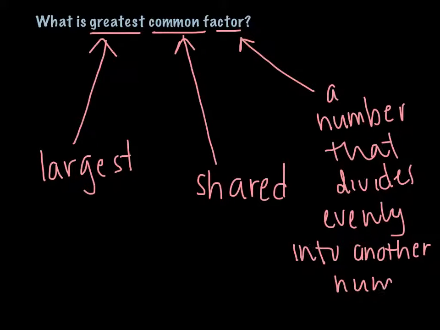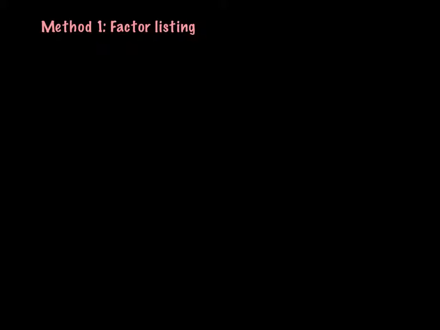Okay? And we get that idea. So we can find the greatest common factor for two numbers or three numbers, but you need to have more than one number to find the greatest common factor. So you're looking for the largest shared number that's going to divide evenly into two numbers. All right, so let's start with the first method that you probably learned, which is factor listing.